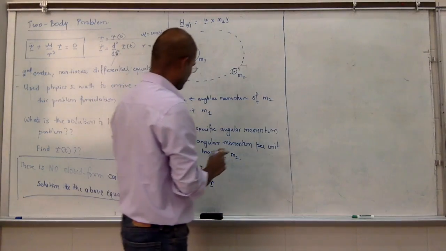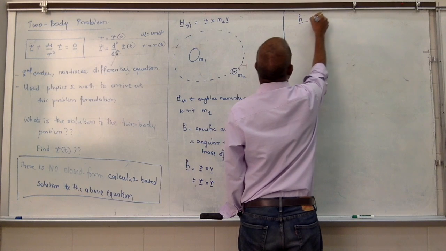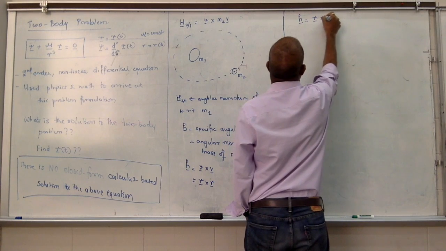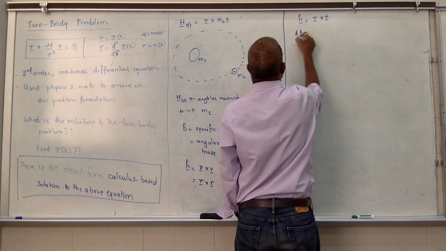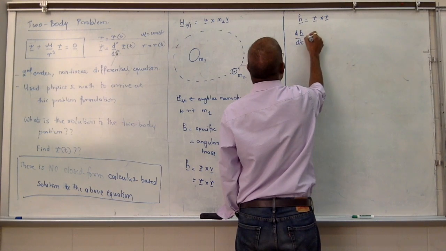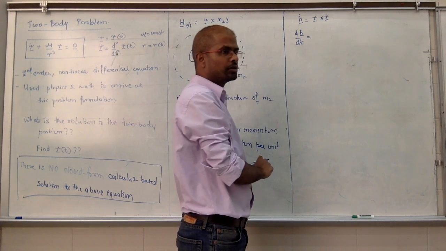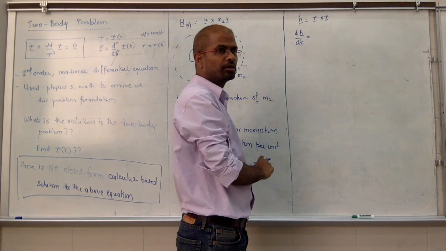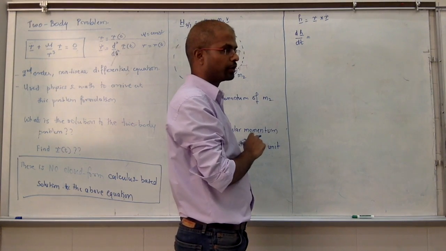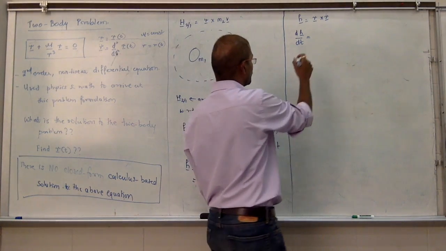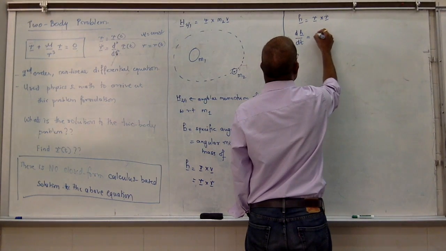Take this for example, okay? H is equal to R cross R dot, right? So dH over dt, what should this be equal to? Anybody? It should be 0, okay? And that's what we'll prove, that it's 0.